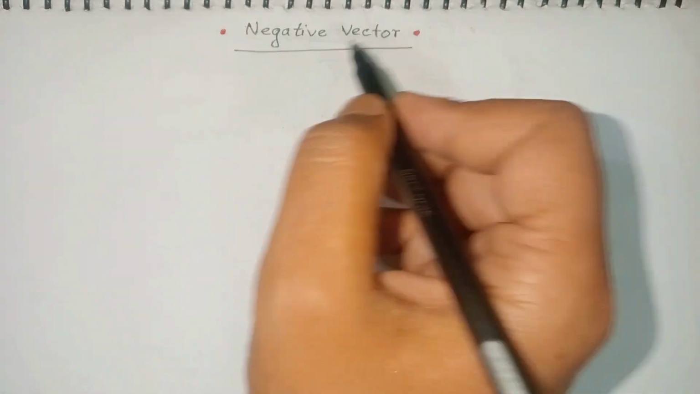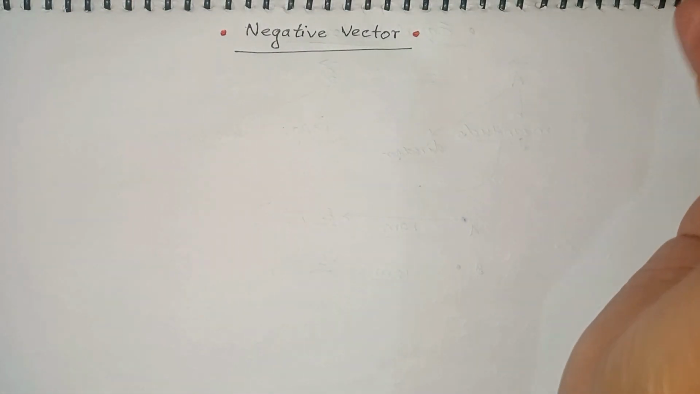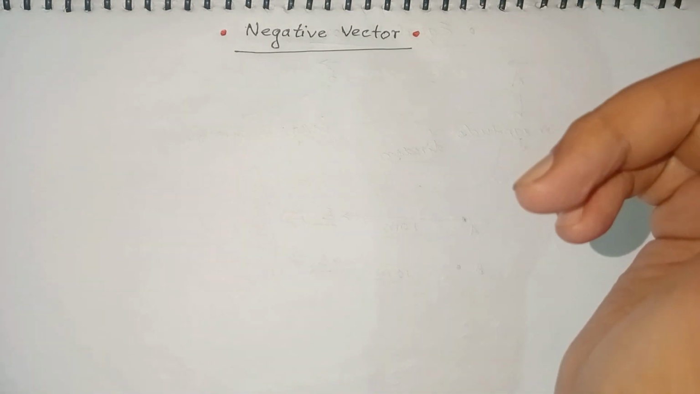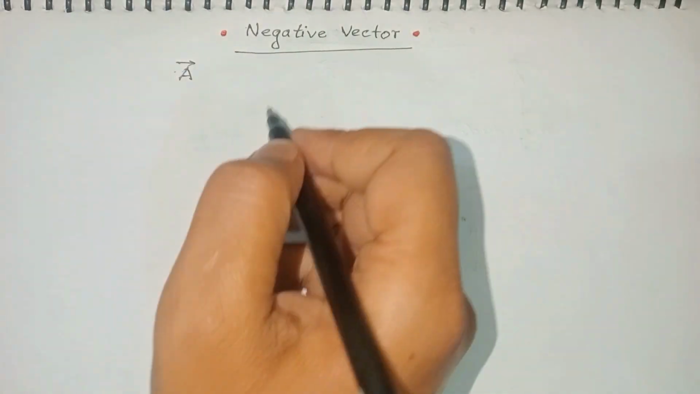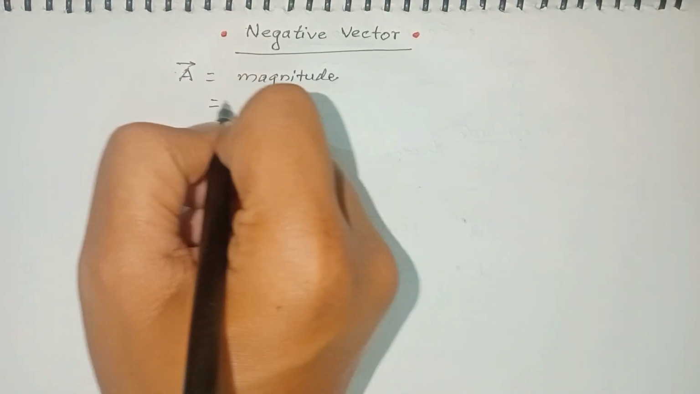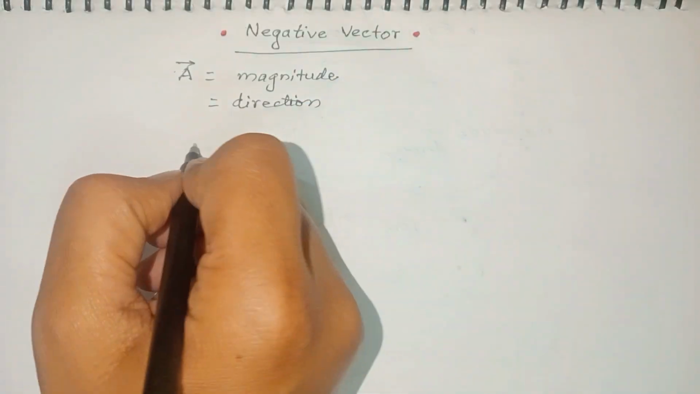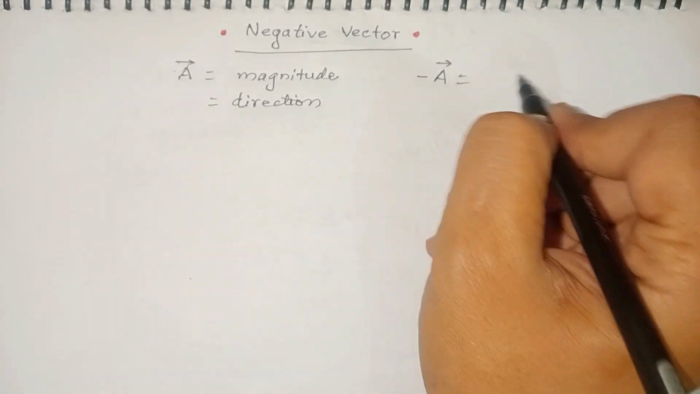Let us study the topic negative vector. A vector is said to be negative if its magnitude is equal and its direction is opposite to another vector. Let there be a vector A. Vector A will have magnitude and direction. Now the concept negative vector means minus vector A. Minus vector A will have what?